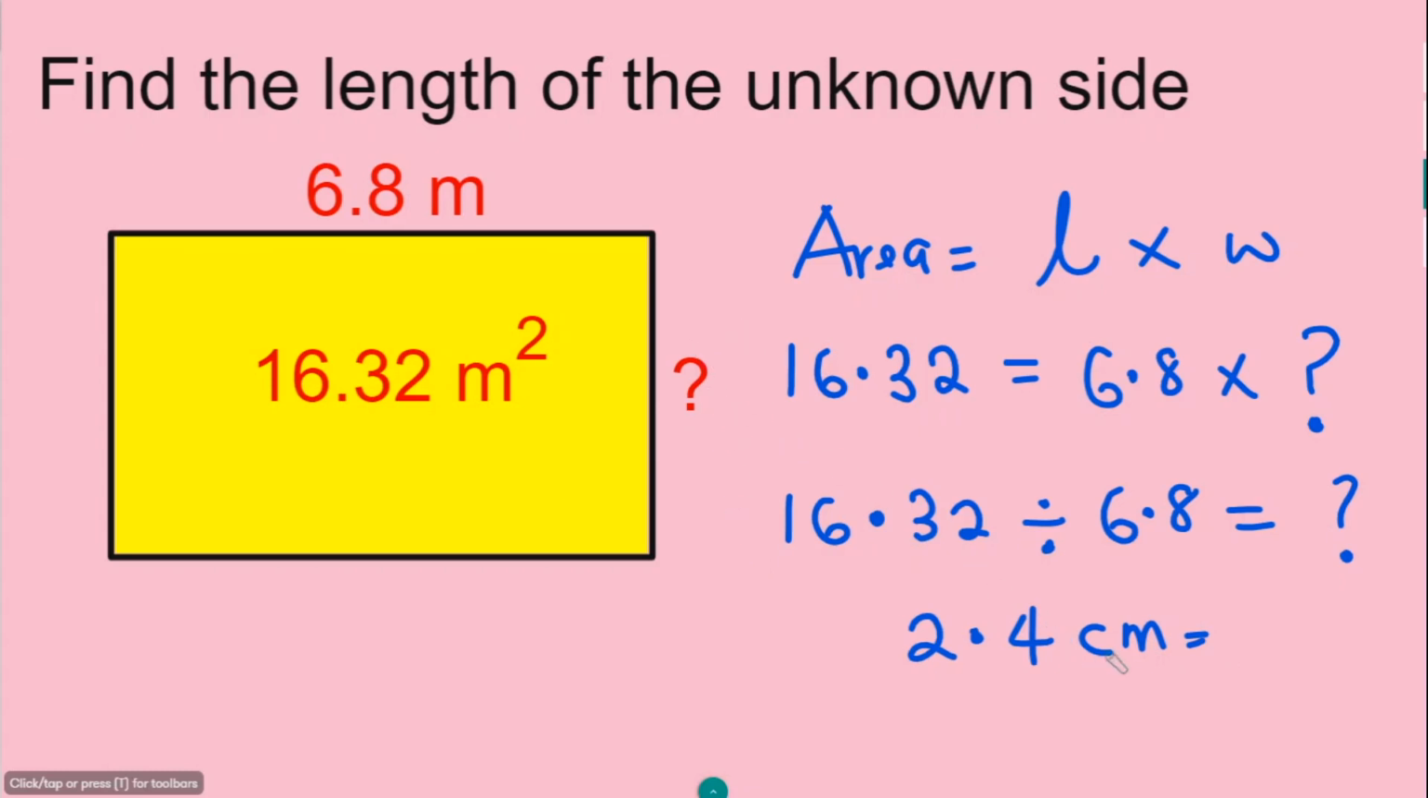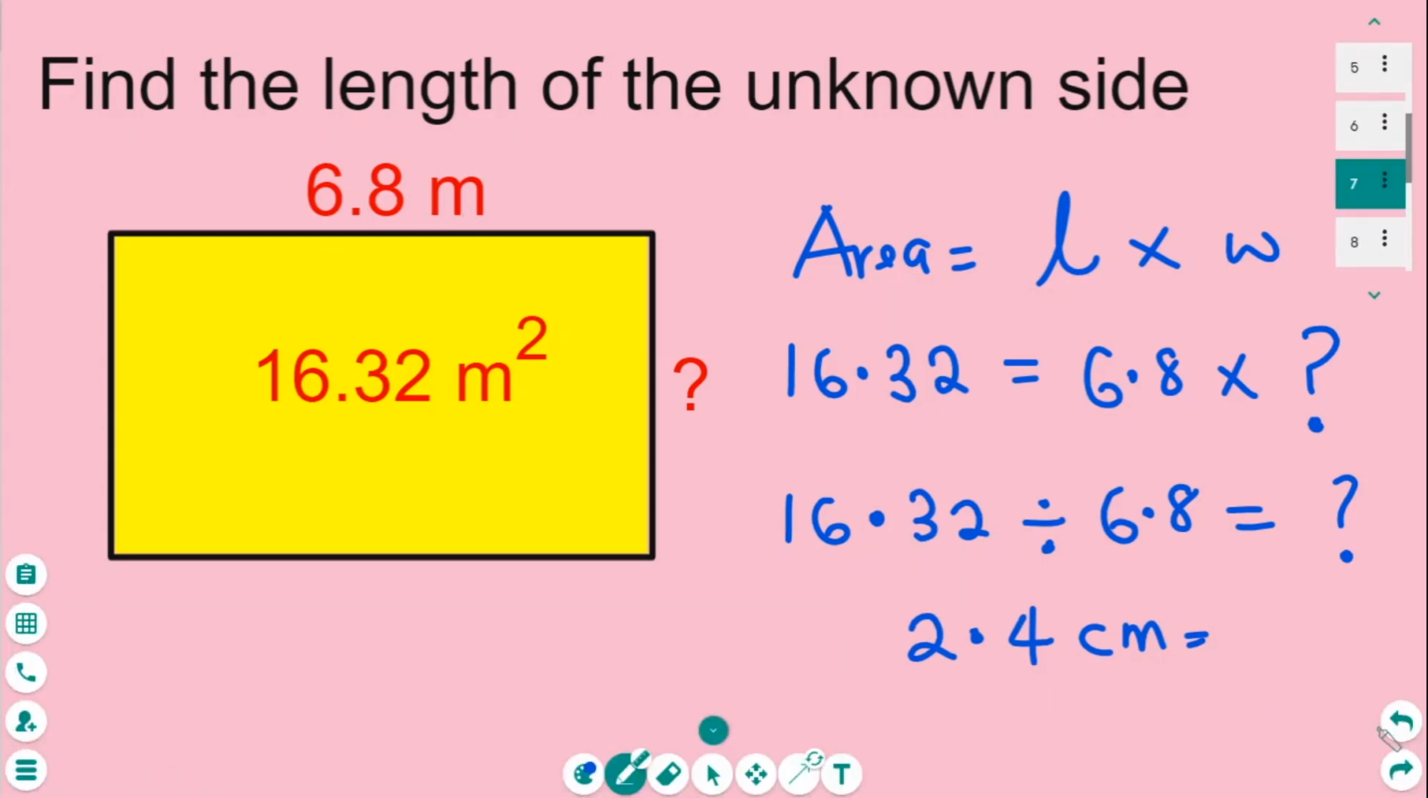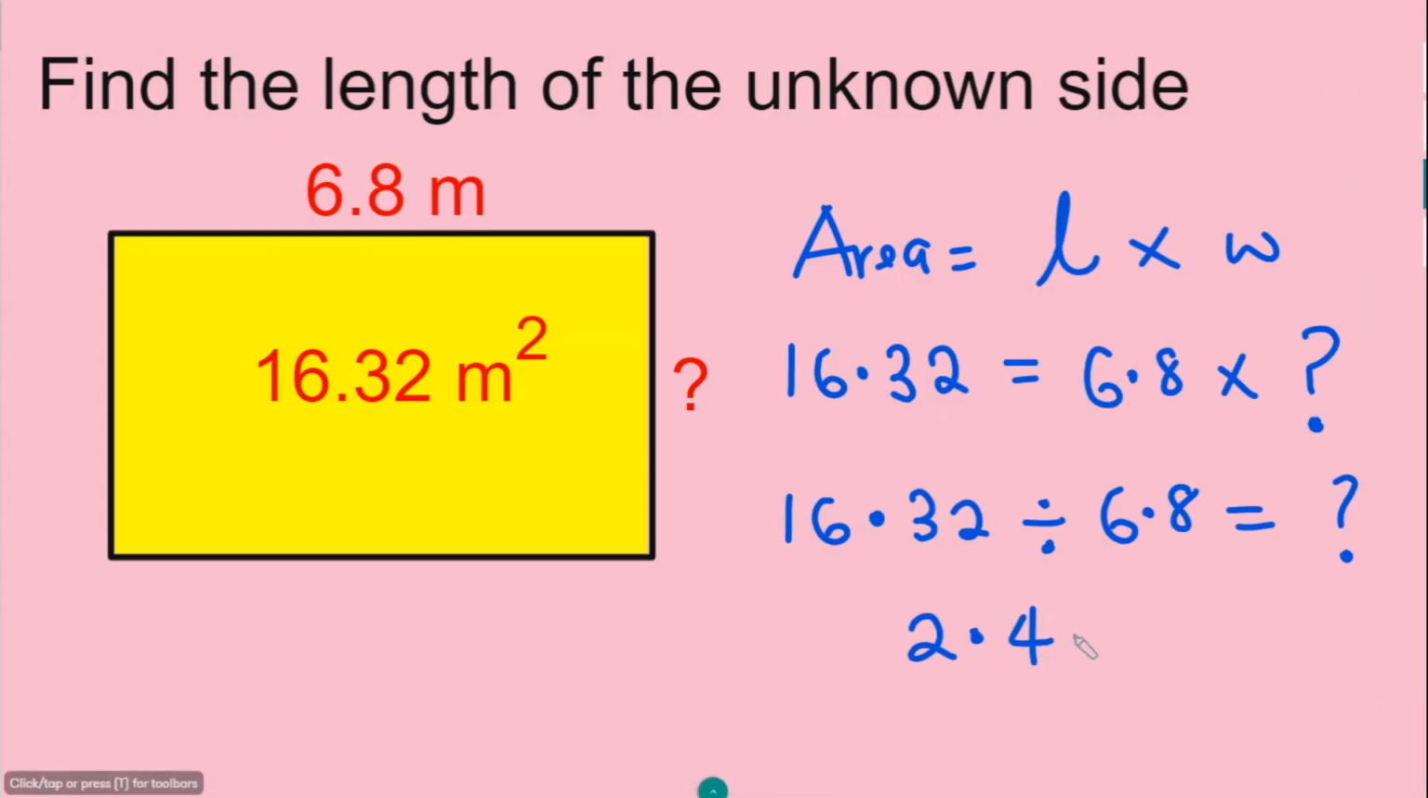So you have meters. No, this time around it's not centimeters. You see, I made a mistake. It's got to be meters. So you've got to be very careful when you are working your work. Make sure your units are consistent. So it's going to be meters. So the unknown side is actually 2.4 meters.